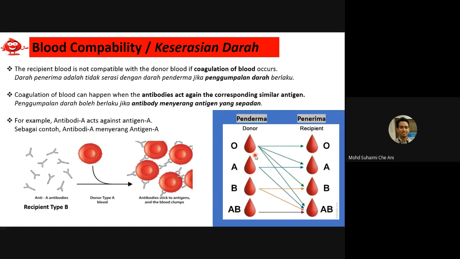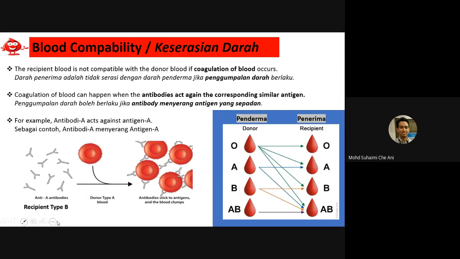So this is what Ryan asked just now. What will happen if the recipient blood and the donor blood are not compatible? They are not compatible, tak serasi. The blood will coagulate. So the blood will coagulate when the antibodies act against the corresponding similar antigen. For example, antibody A will try to attack antigen A.